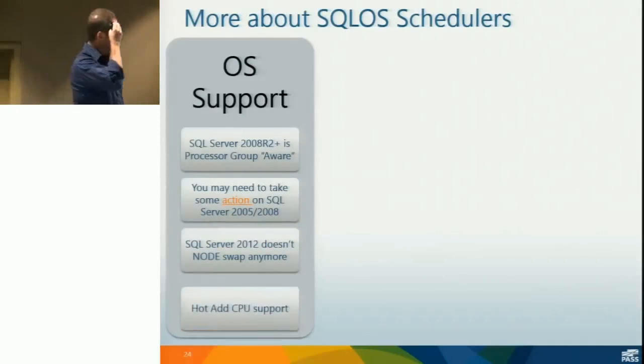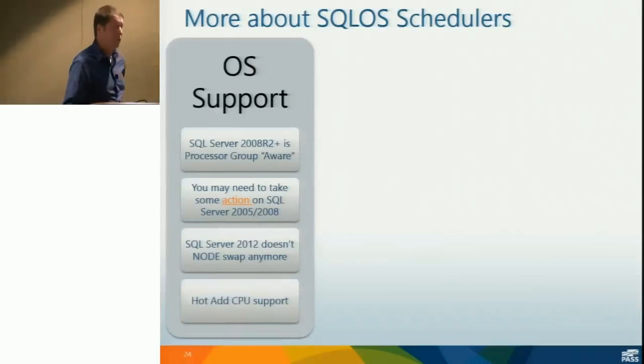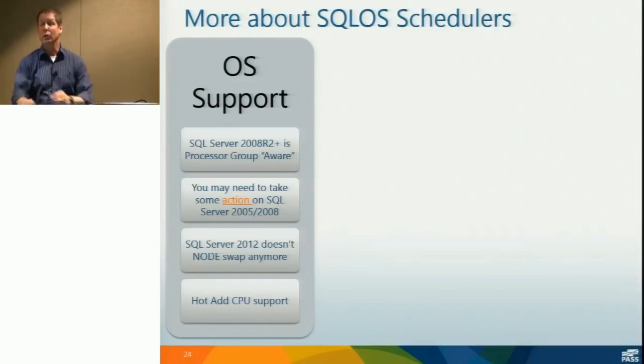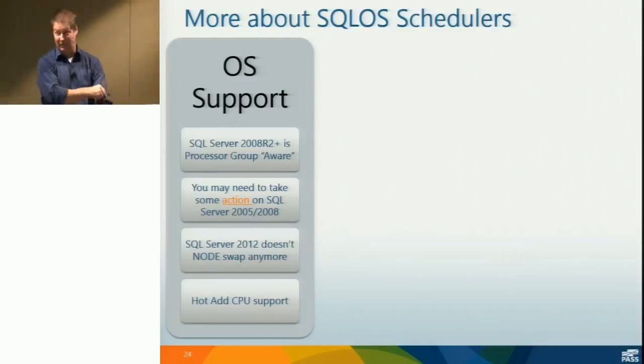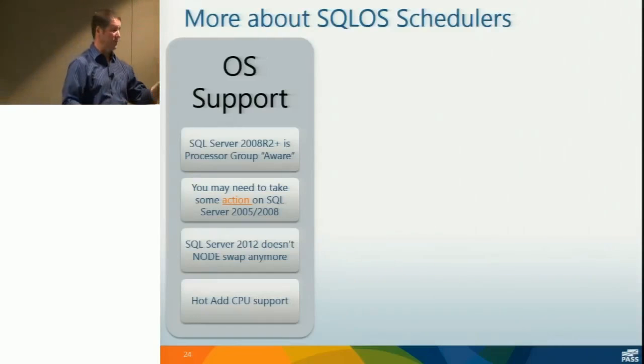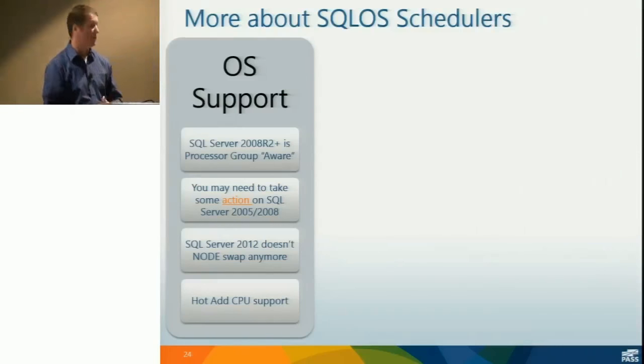So for OS support, SQL 2008 R2 is processor group aware, which means we've written APIs to detect and understand you have multiple processor groups. So we can therefore support more than 64. If you're running SQL 2005 or 2008, they are not processor group aware. And I told you earlier about a possible condition where you might get put on a processor group you didn't want to be on. Like again, if you had a processor group with 64 and 32, Windows may put you on the one with only 32. So there's an article I've got a link for that you can take some action to avoid that problem.